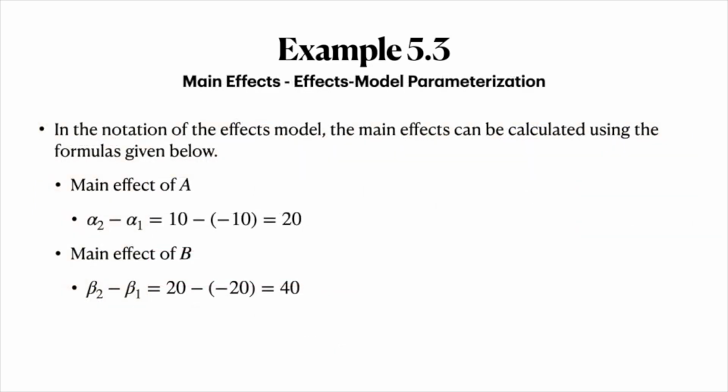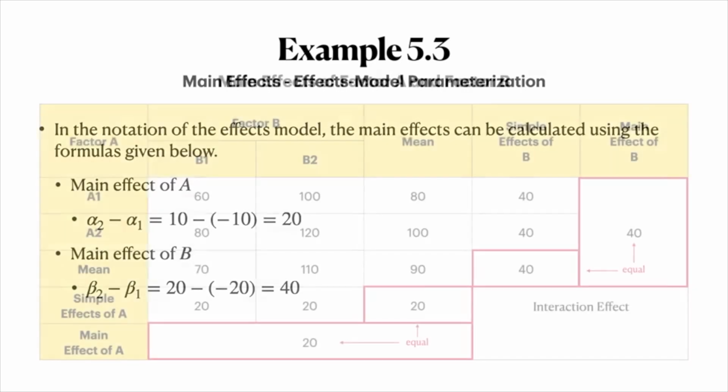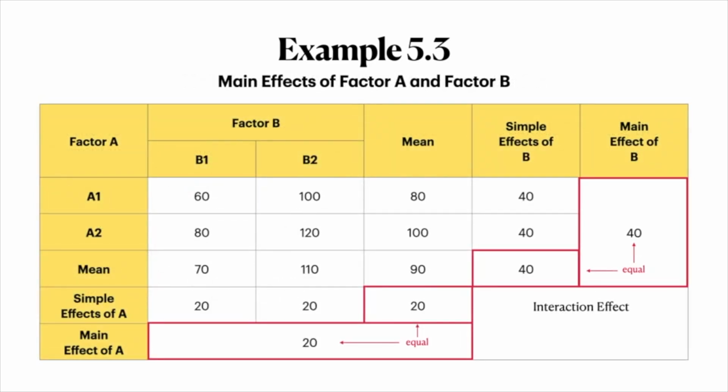All right, now we also have the values for the effects model parameters, and so in the notation of the effects model, the main effects can be calculated using the formulas given below. The main effect of A is given by alpha 2 minus alpha 1, so 10 minus negative 10, which is 20. And the main effect of B is given by beta 2 minus beta 1, so 20 minus negative 20, and that gives us 40. So the main effect of A is 20 according to this formula, and the main effect of B is 40, and we see that matches up with the calculations that we did previously.